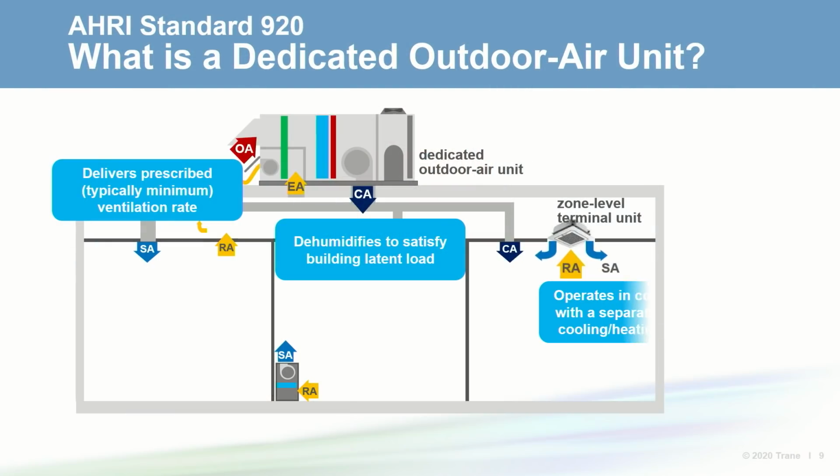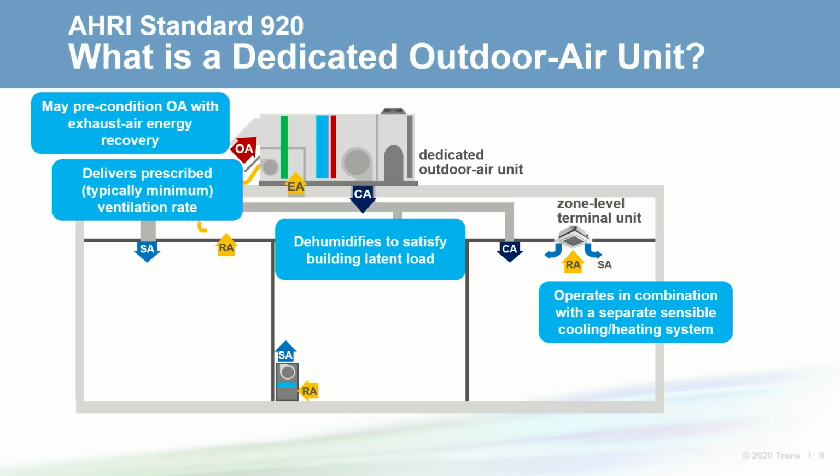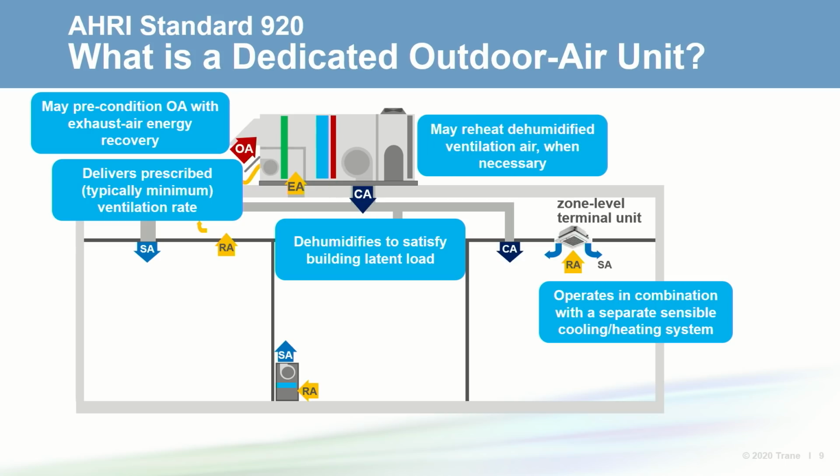And third, it's used in combination with a separate, sensible cooling system. In this diagram, a terminal unit is installed in each zone to provide cooling or heating. In addition, this unit may include an exhaust air energy recovery device to precondition the outdoor air, and it may include some means to reheat this dehumidified air when desired. Now, some dedicated outdoor units use DX refrigeration, while others use chilled water. Most of our discussion today applies to either case.